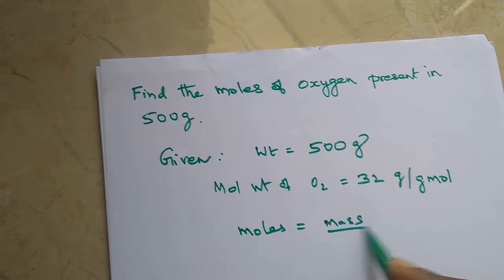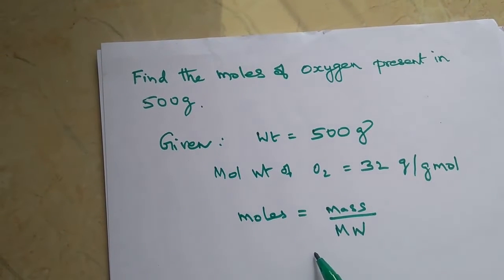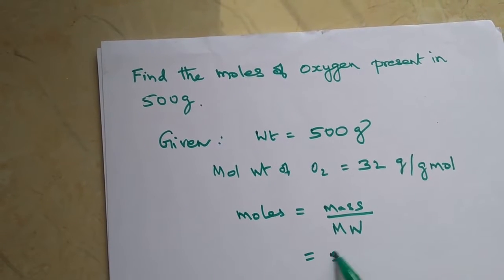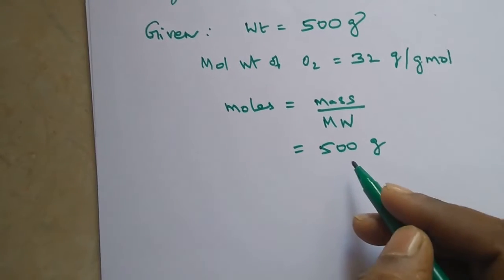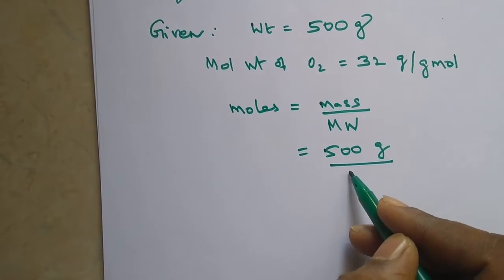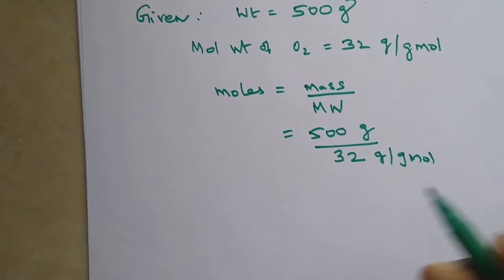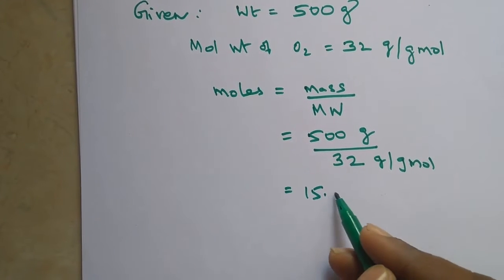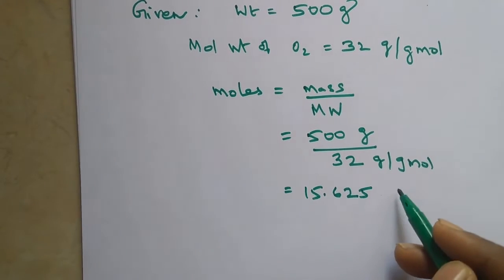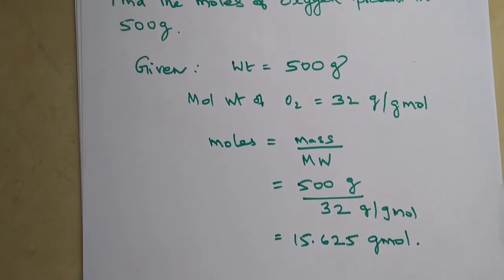To get moles, the formula is mass by molecular weight. Mass is given as 500 grams, and the molecular weight of the oxygen molecule is 32 grams per gram mole. So the gram gets cancelled and in the numerator we have gram mole. So 500 by 32 is 15.625 gram moles. So that is the answer.